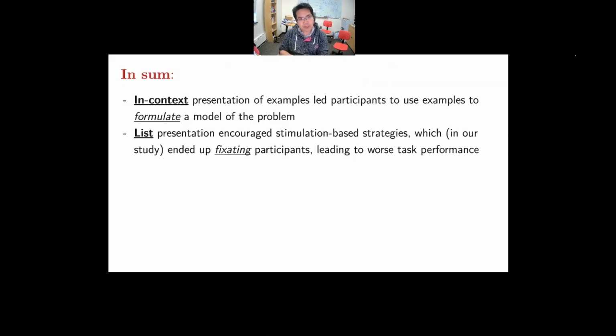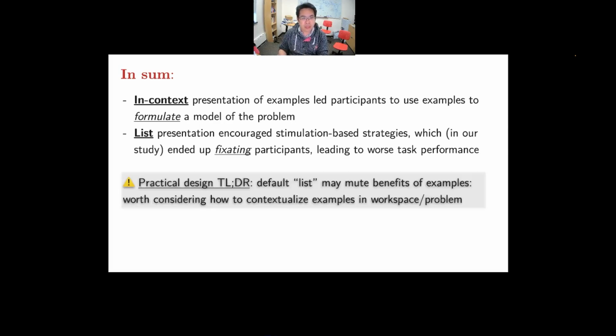So in sum, our results mainly focus on the in-context versus list contrast. In-context presentation of examples seems to lead participants to use examples to formulate a model of the problem, and the list presentation seemed to encourage stimulation-based strategies for using examples, which in our study ended up fixating them, meaning they led to worse task performance. From a design perspective, this suggests that the default list presentation may actually not be a great option to start with. It may mute the benefits of examples.